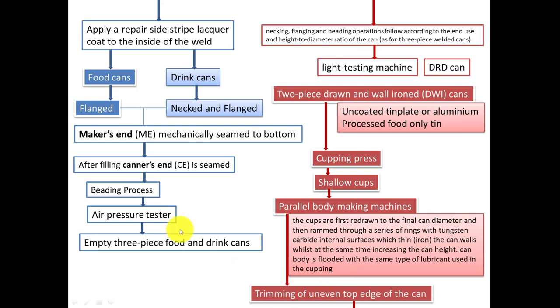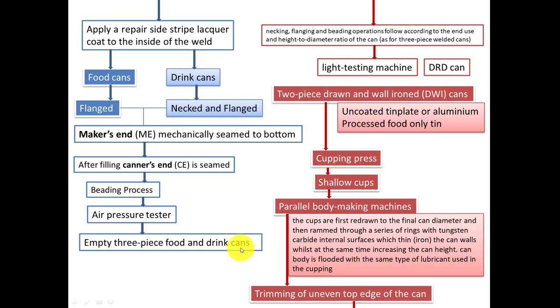After beading, the empty can is ready for filling, and before supplying to the industry it is tested for pinholes or any kind of defect simply by passing through air pressure testers. There is a testing device which supplies pressurised air, and if a pinhole is there, then we reject that can. In this way, your empty three-piece food or drink can is ready. So if we talk about the three-piece can, the story is over.